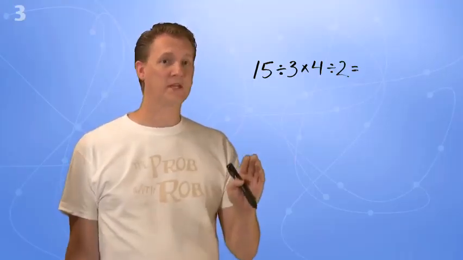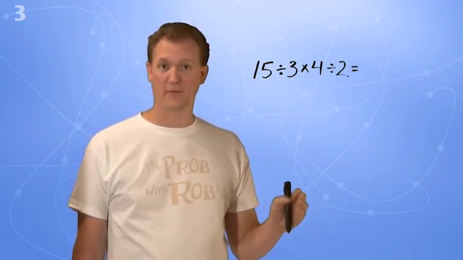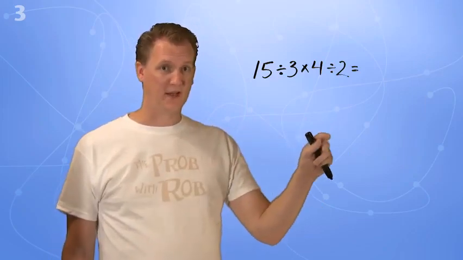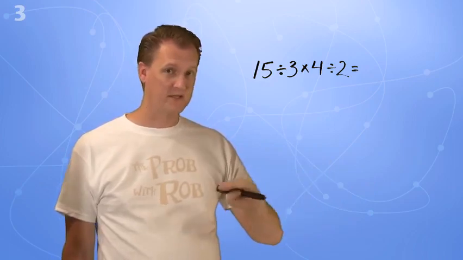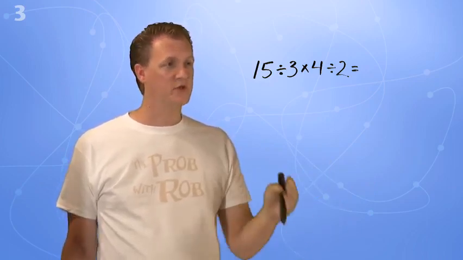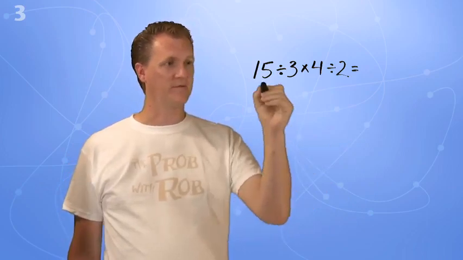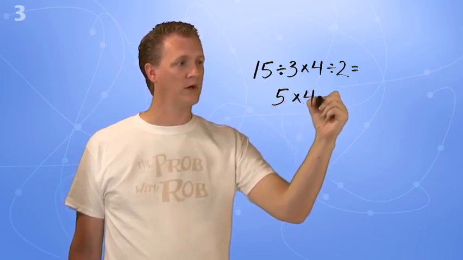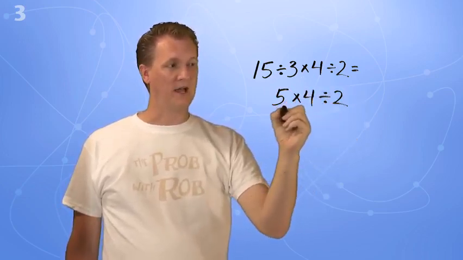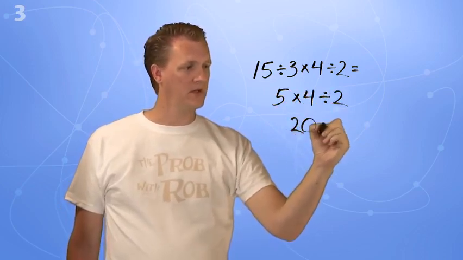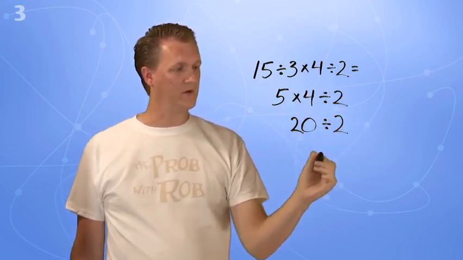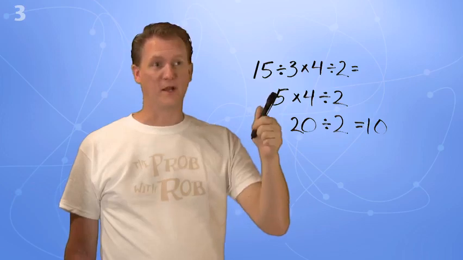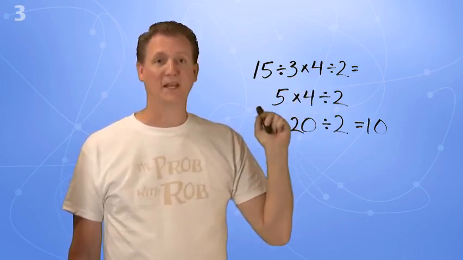In this problem, we have 15 divided by 3 times 4 divided by 2. And so we have division and multiplication in the same problem, but that's it. And we know that multiplication and division are in the same priority level on our order of operations, so that means we do them from left to right. So we start with 15 divided by 3, and that gives us 5. And we have 5 times 4 divided by 2, so 5 times 4 is 20. Then we have divided by 2, bring that down, and we have 20 divided by 2, and that equals 10. So 15 divided by 3 times 4 divided by 2 equals 10.